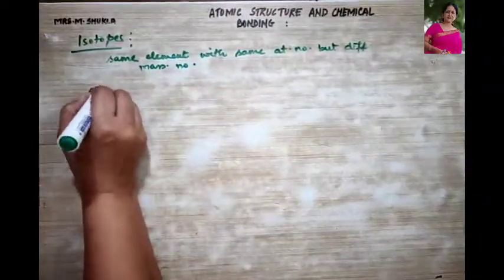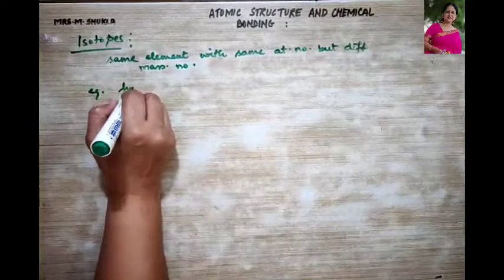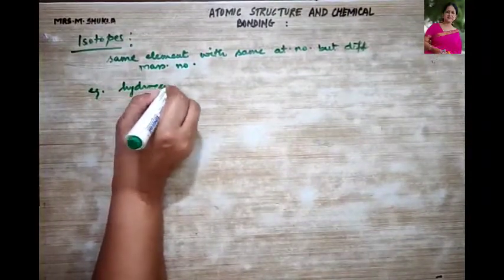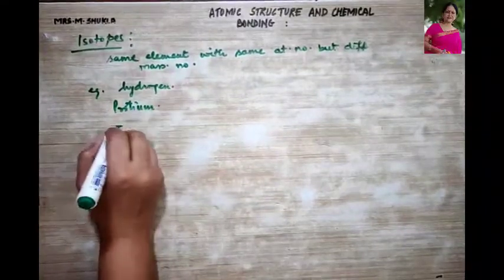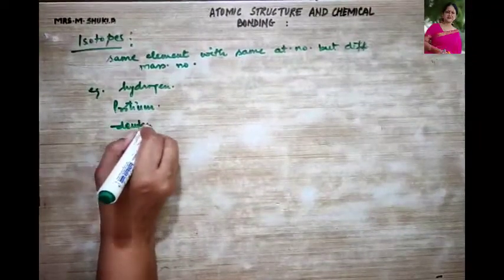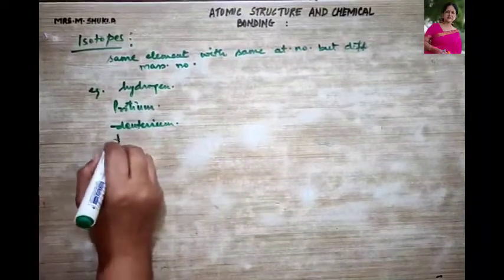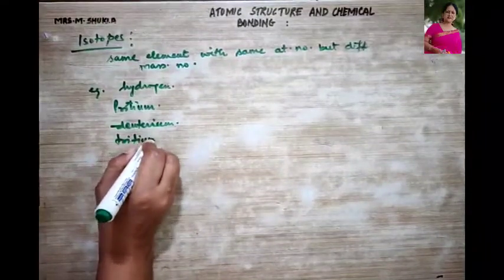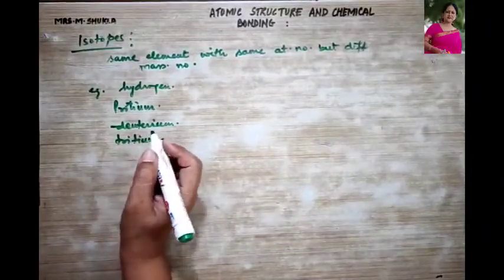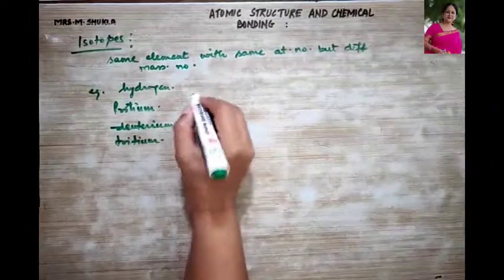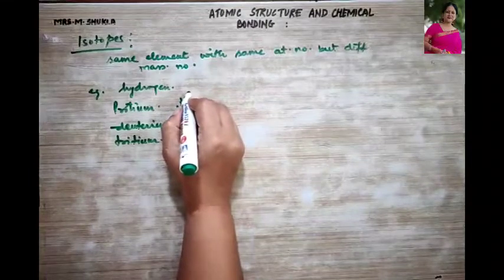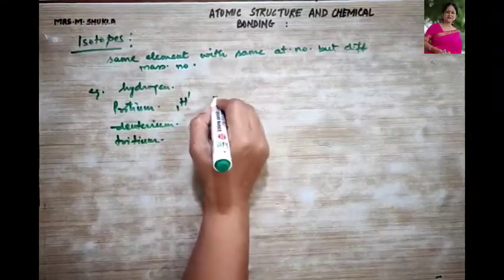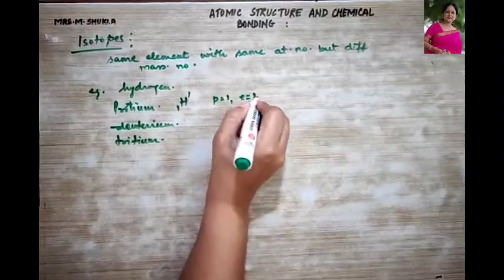For example, you may take isotopes of hydrogen. There are 3 isotopes of hydrogen. What are they? Protium, deuterium and tritium. What is the difference between all these 3? So let's talk about protium. Here hydrogen, the number of protons is 1 and mass number is 1. That is, proton is 1, electron is 1.